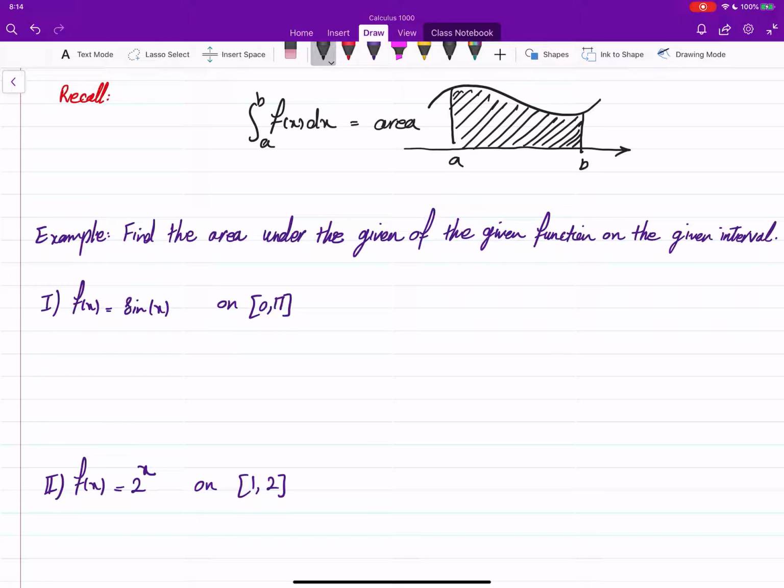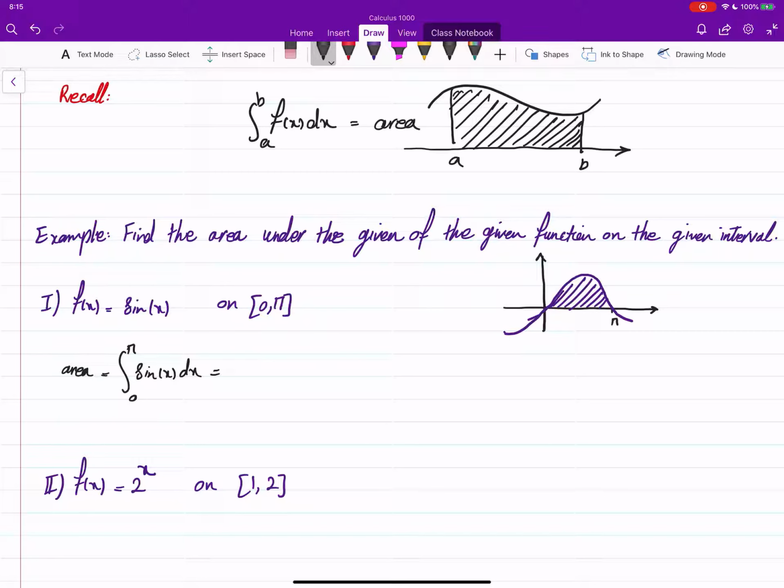Okay, first example: find the area under the graph of sine x. First thing to note is that sine x on the interval 0 to pi has a graph like this. It goes up there and then comes down. So in this interval, this is a positive function. So the area is equal to the integral of the function on that interval, 0 to pi.